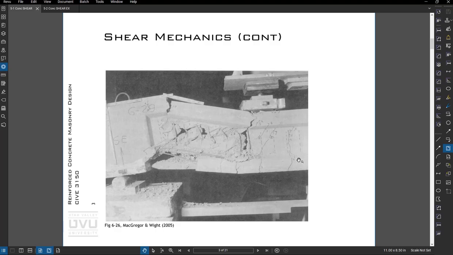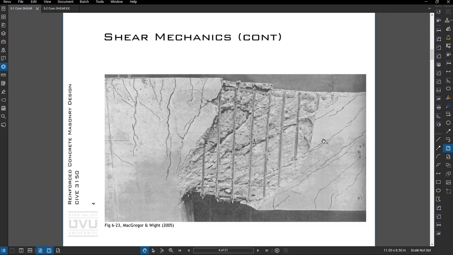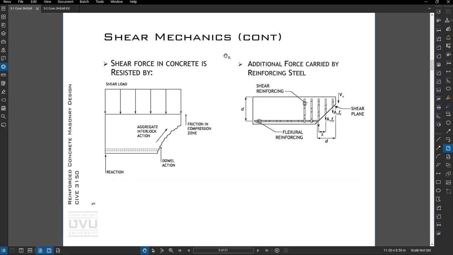Here's a little beam photo from some testing. You can see the load here is applied pretty close to the end, and it just kind of destroys that intersection of the web there. Here's another picture. You can see there's some tension cracking in the concrete. These stirrups are quite tight together and provide a lot of strength. Without those stirrups, obviously, that wouldn't quite be there.